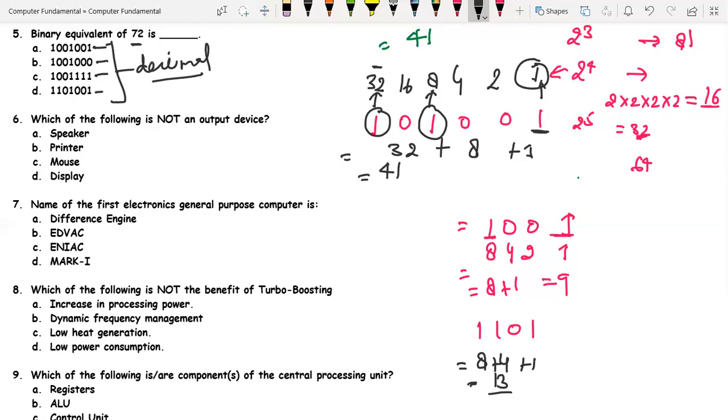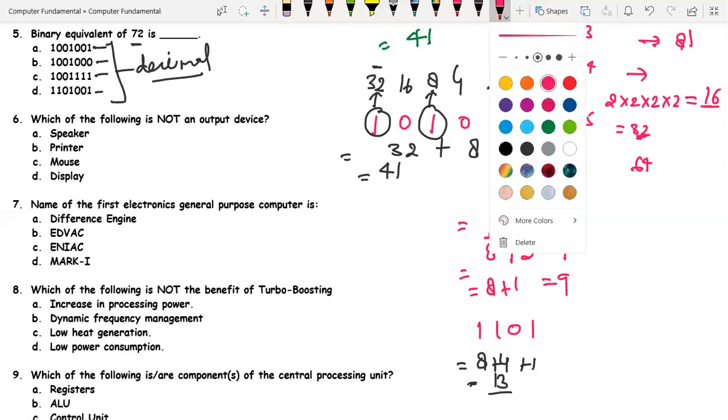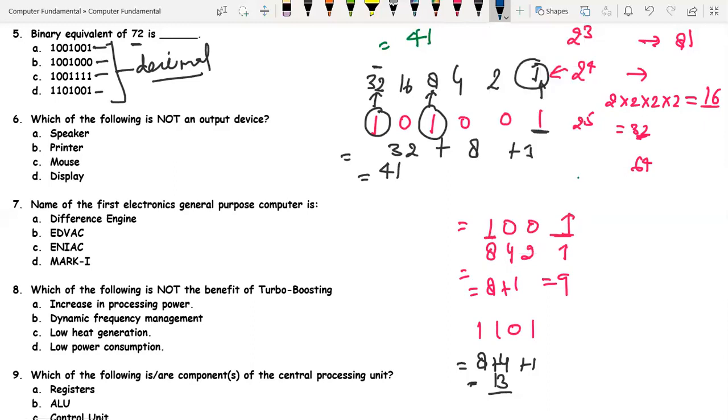All right. Come to the next question. Which of the following is not an output device? The mouse is not an output device. Yes, mouse is an input device, and the rest are output devices, these two and this one. These are all output devices.